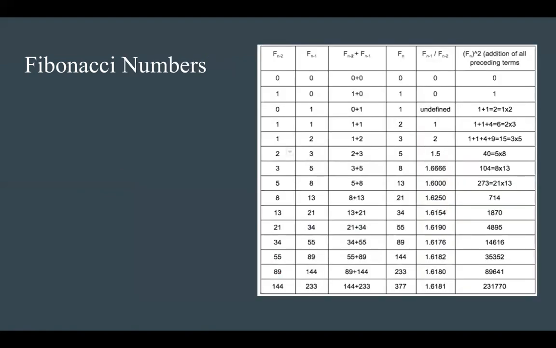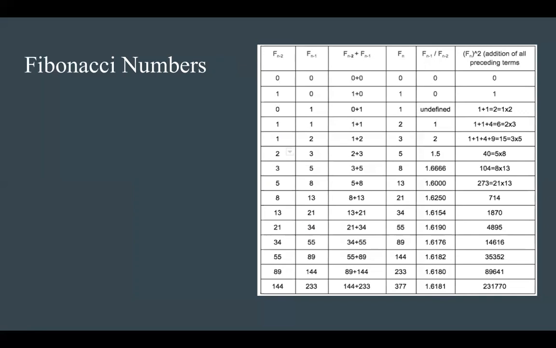So here's a representation of Fibonacci numbers. If we look at f of n minus 1, the second column from left, we see the Fibonacci sequence. So it goes from 1, 2, 3, 5, 8, and so on. To get these numbers, it's the sum of the previous 2 terms. So 0 plus 1 is 1, as you can see following the chart.